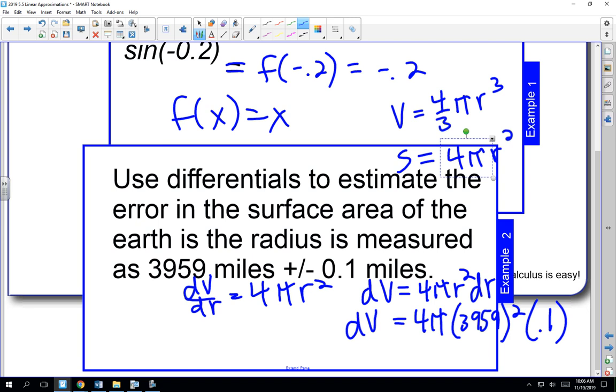Okay. So let's see what the difference is here. We want to see the difference. How did you figure out the actual? So this is what it is with just that 0.1 difference. The actual would be just 4 pi r squared. What do you get with 4 pi r squared? Have it in here too. So what's the difference between those two?